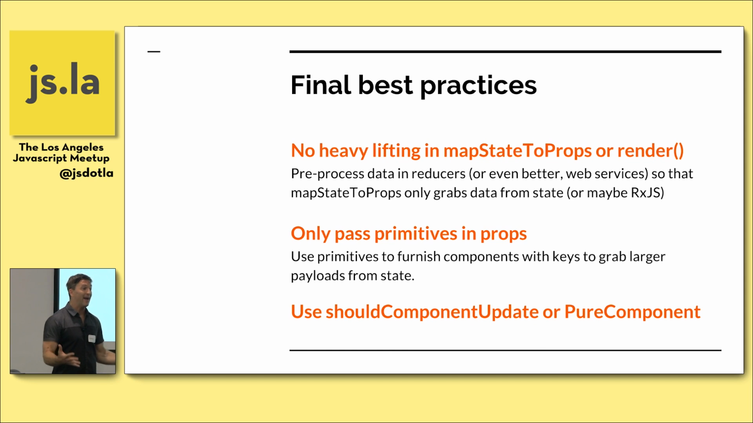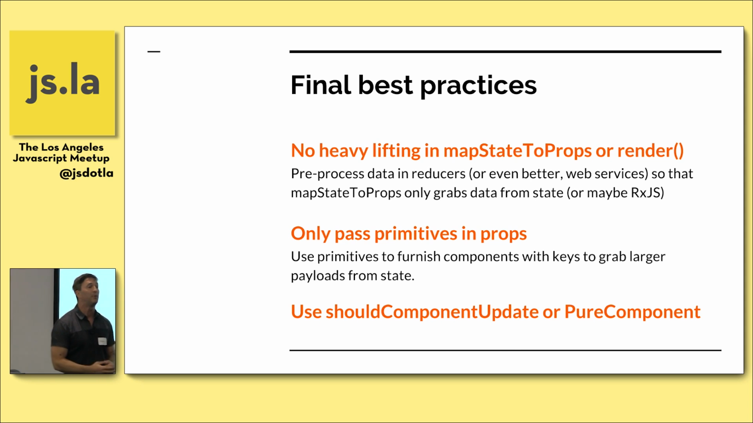Really important, only pass primitives in props. And this is another thing that you're allowed to do now when everything's plugged into state. If you're not plugged into state, you're forced to pass these huge objects down through the tree, and everybody takes their bit of information off of it, right?